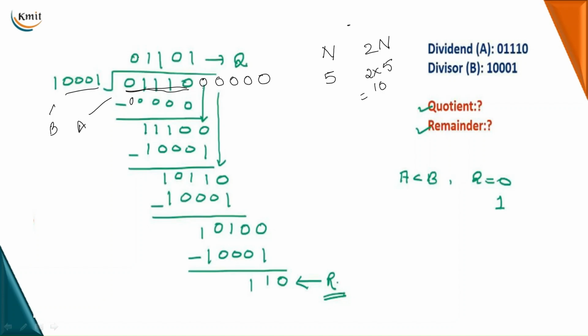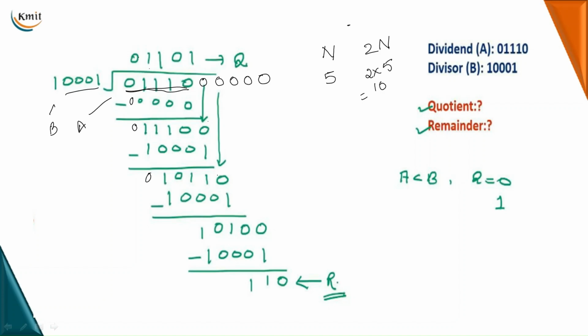Now I am shifting this 1110, and here there is no value, so this 0 will be shifted down. So it becomes 11100. Now the dividend 11100 is greater than the divisor 10001, so multiply it 1 time. You get 10001. Perform a subtraction. You have 10111. Now again perform a shift operation.